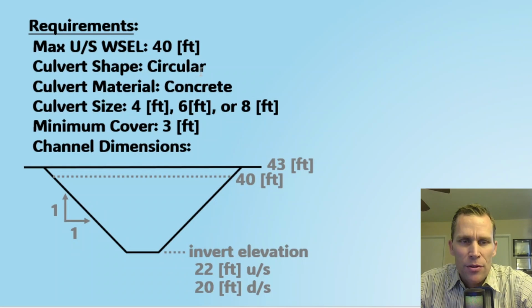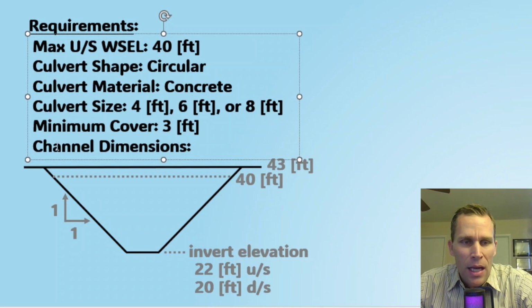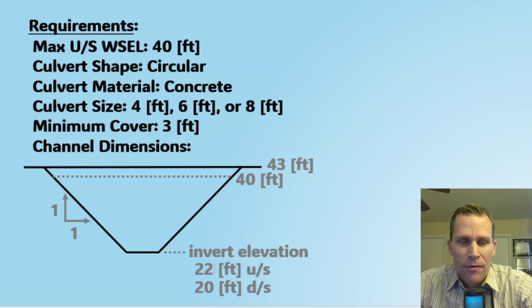The culvert shape is circular. It'll be concrete. Our three different sizes of circular concrete culvert barrels are 4-foot diameter, 6-foot diameter, and 8-foot diameter. And then the minimum cover is 3 feet, as you can see. And then here are the channel dimensions. These are the same channel dimensions, this trapezoidal shape right here, for both the upstream end and the downstream end. The only difference is shown right here in the invert, which is either 20 or 22 for downstream and upstream respectively.